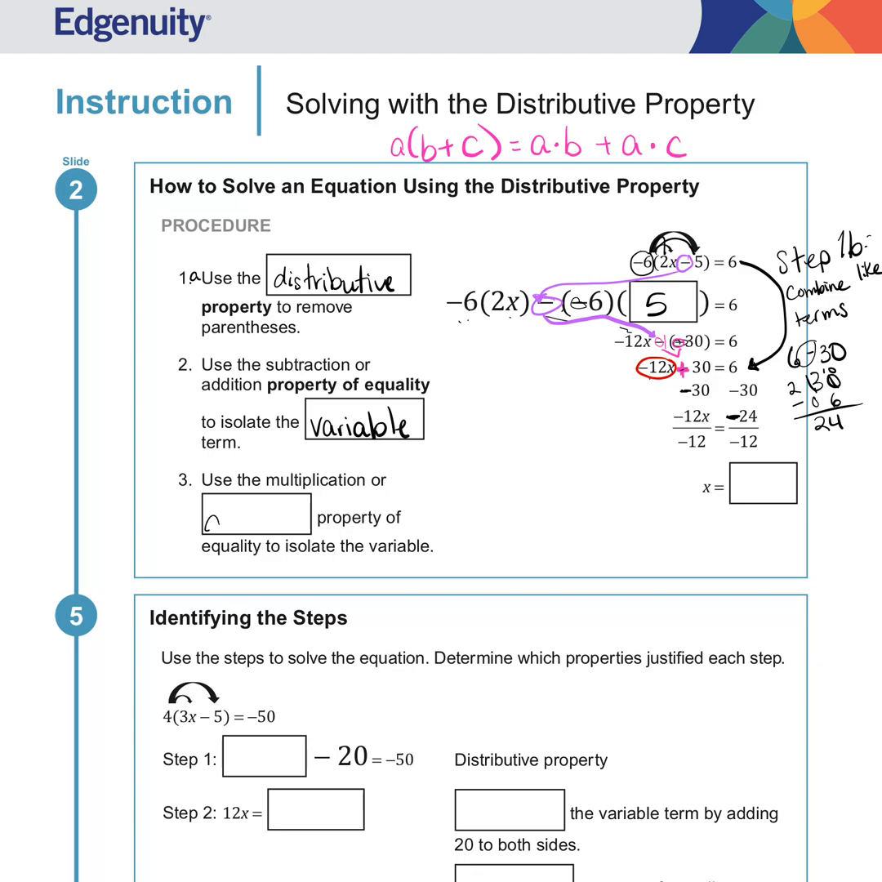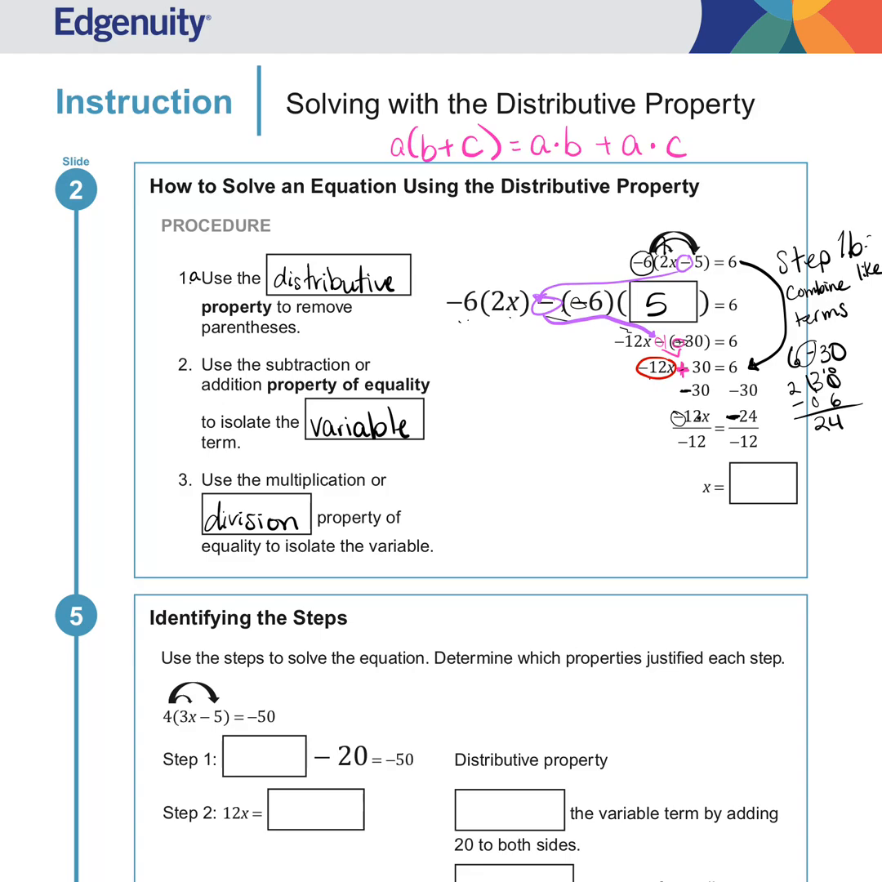Now, I'm going to use the multiplication or division property of equality to isolate the variable. So this is a multiplication problem right here, this 12 and this x. So I'm going to actually divide it so that I can get that x by itself. So I divide by that whole negative 12. Remember, don't forget, do not leave that negative behind. Your answer will never be a negative variable, okay? It always has to be positive.